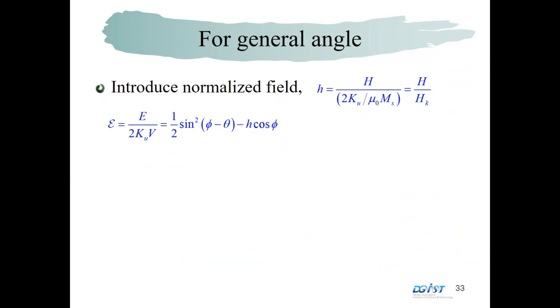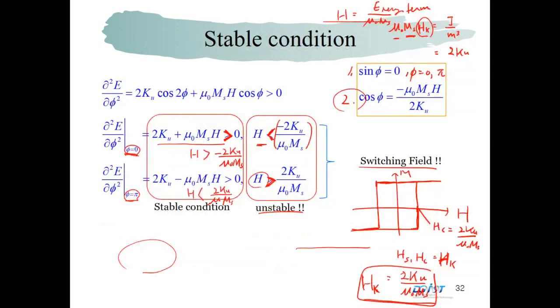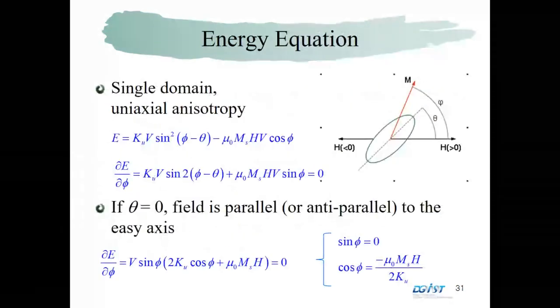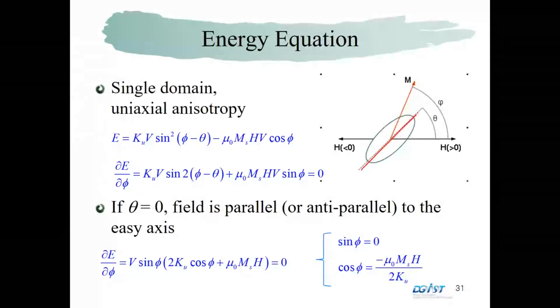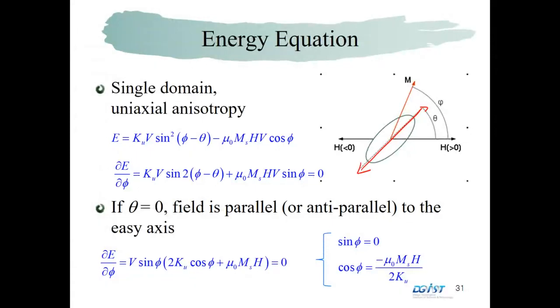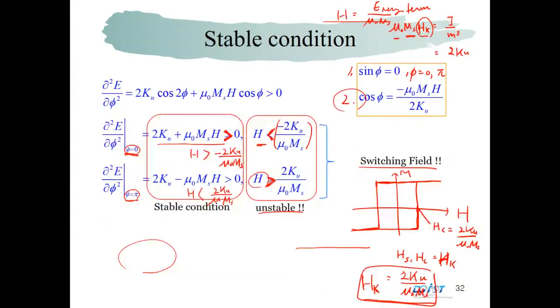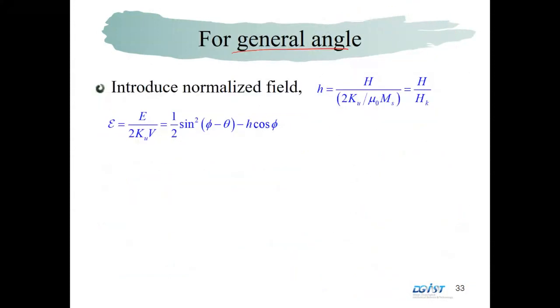So now we think about the more general case, for a general angle. This result is about the field applied along the z-axis. Now we are talking about the general case, so theta is no longer zero. That implies the energy equation is not that simple.